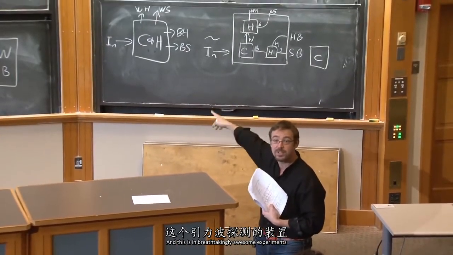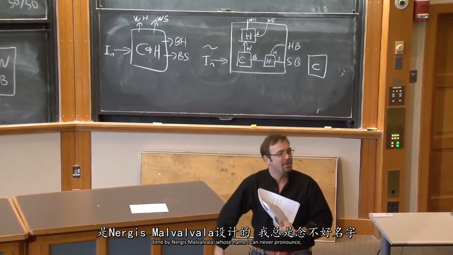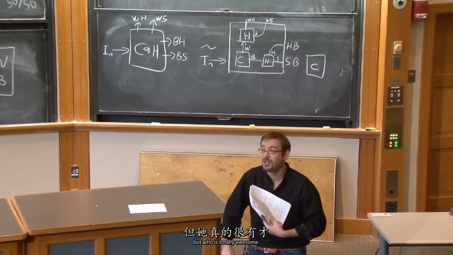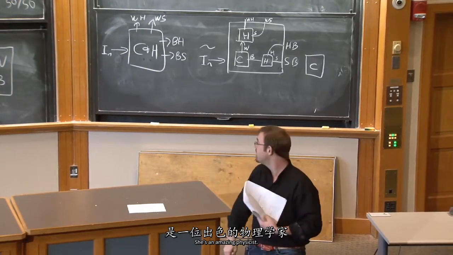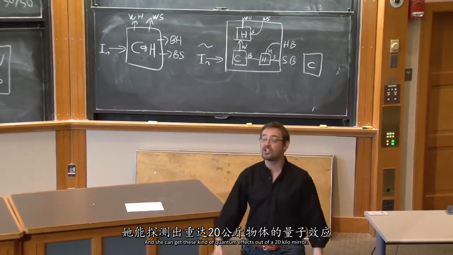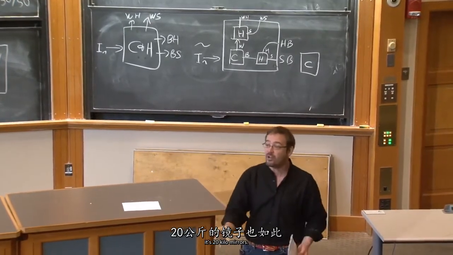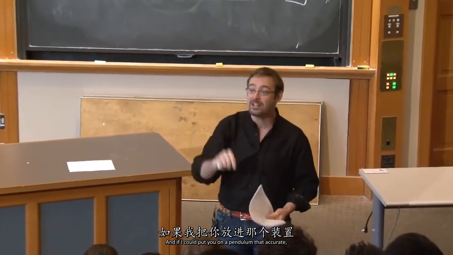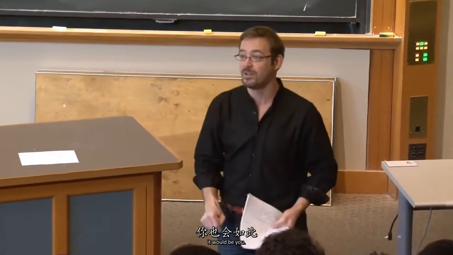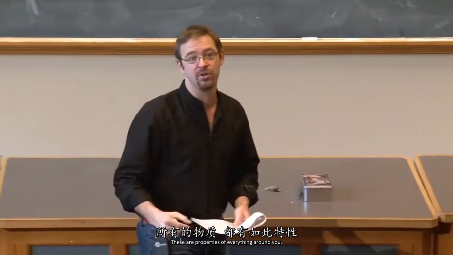And this is in breathtakingly awesome experiments done by Nergis Mavalvala, whose name I can never pronounce, but who is totally awesome. She's an amazing physicist. And she can get these kinds of quantum effects out of a 20-kilo mirror. So before you say something silly like, it's just electrons, it's 20-kilo mirrors. And if I could put you on a pendulum that accurate, it would be you. Okay? These are properties of everything around you.